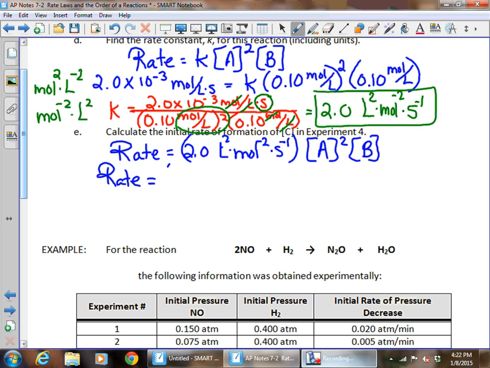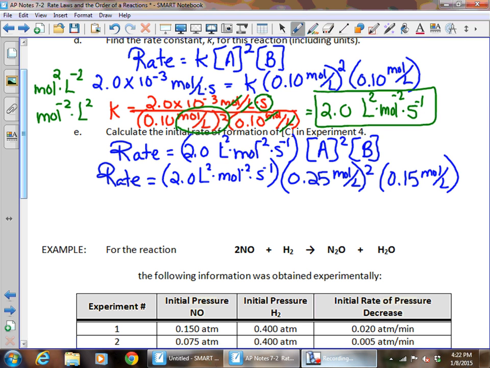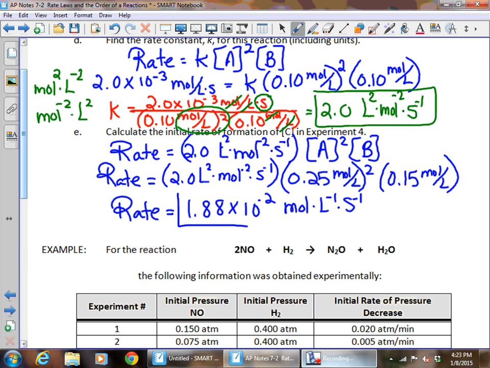Rate is going to be equal to 2.0 liters squared, moles to the -2, seconds to the -1, times the concentration of A, which in experiment 4, glance back at it, remember, was 0.25 moles per liter, squared. And the value for B was, I believe, 0.15. Yes, 0.15 moles per liter. So now multiplying that out, don't forget to square the 0.25. Notice how your units are canceling. We end up with just simply the original units for rate, and the value is 1.88 times 10 to the -2 moles per liter per second. And that's the value for rate for those particular concentrations.